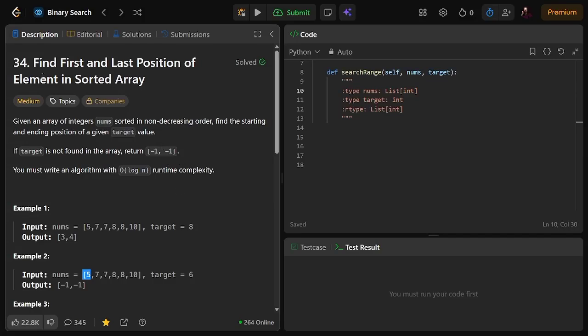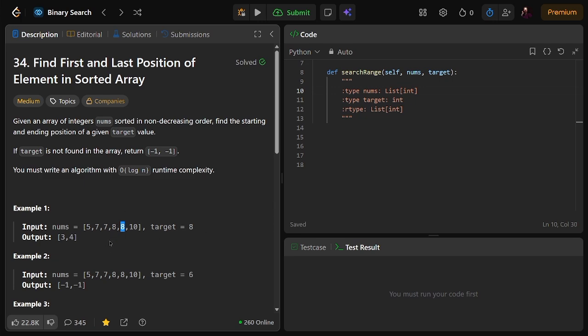Today we are solving LeetCode problem number 34, Find First and Last Position of Element in Sorted Array. What is given in this question is an integer array called nums and an integer target. We have to find the first occurrence and last occurrence of the target in our array nums, and return the indices of these two occurrences.